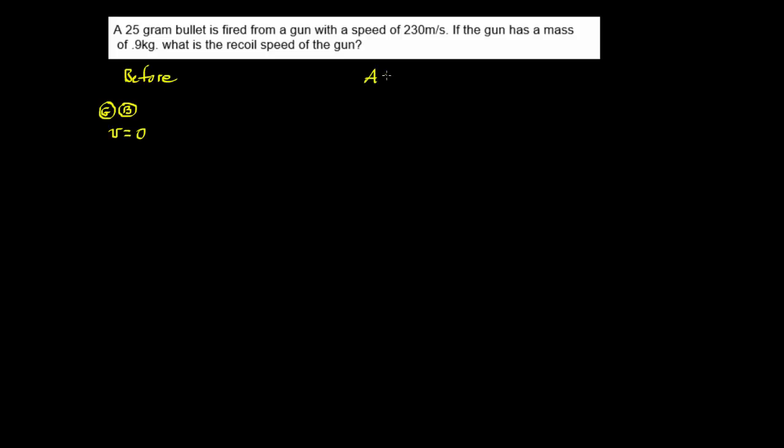And then afterwards, the bullet leaves with this speed right there. So we have the bullet moving with velocity this way. So the velocity of the bullet final is equal to 230 meters per second. And then the gun has a recoil speed. So recoil means it goes in the opposite direction. So our gun is going to be moving backwards. And what we want to know is what's this final velocity of the gun.